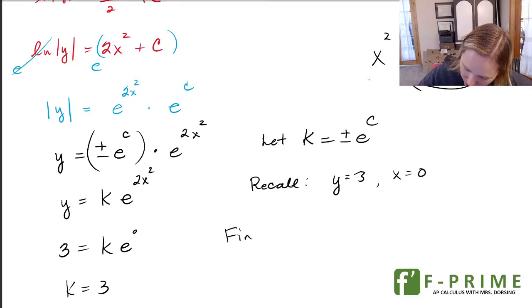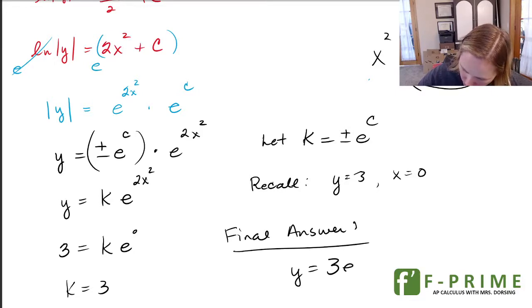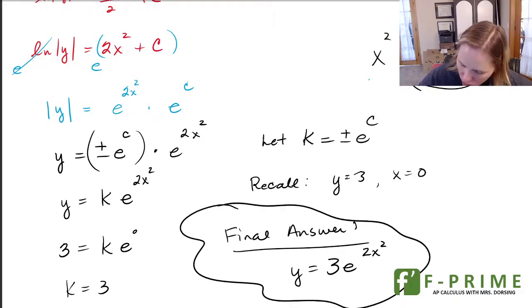My final answer looks like this. y equals 3e to the 2x squared. That is what I'll be looking for. That's the answer we want. Okay? So let's keep going here.